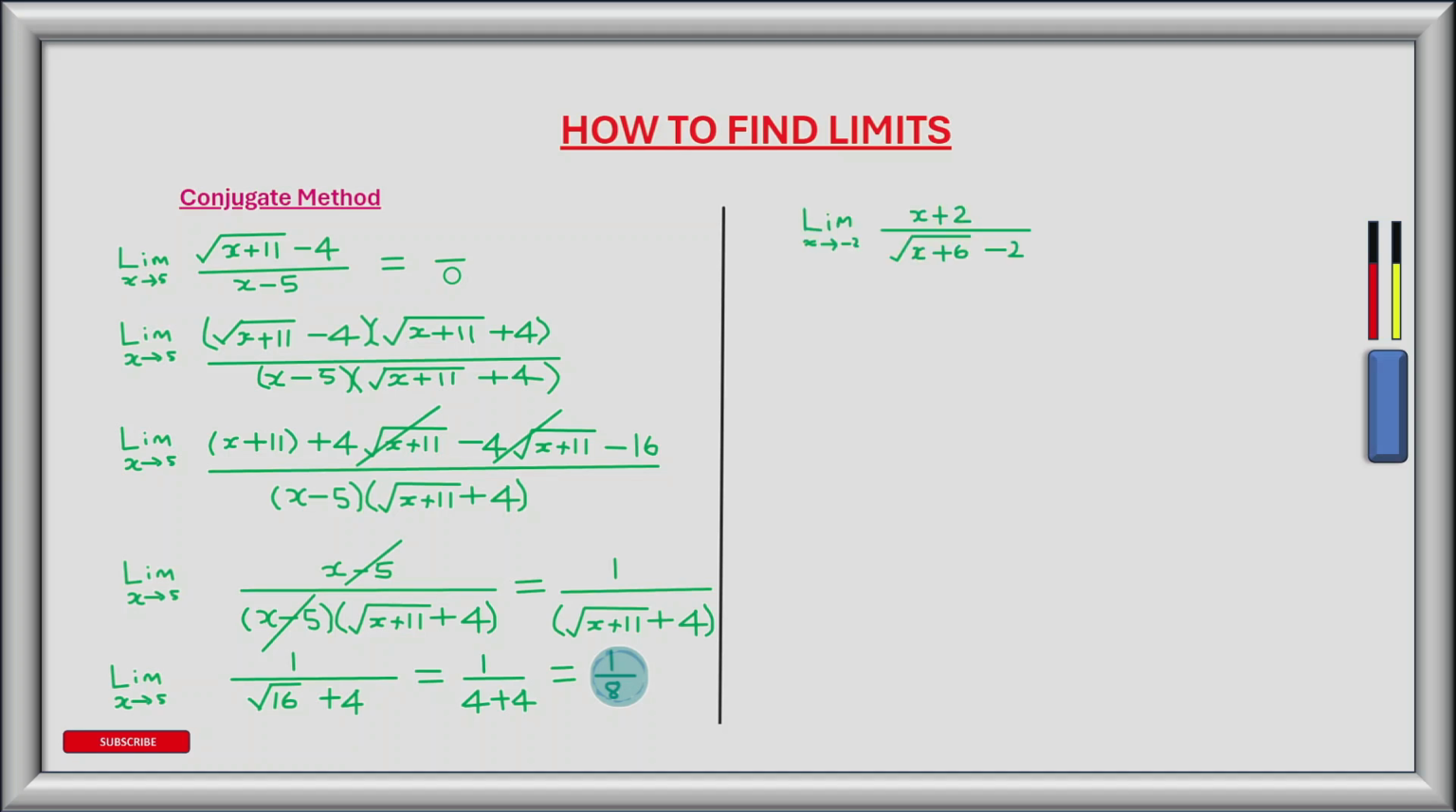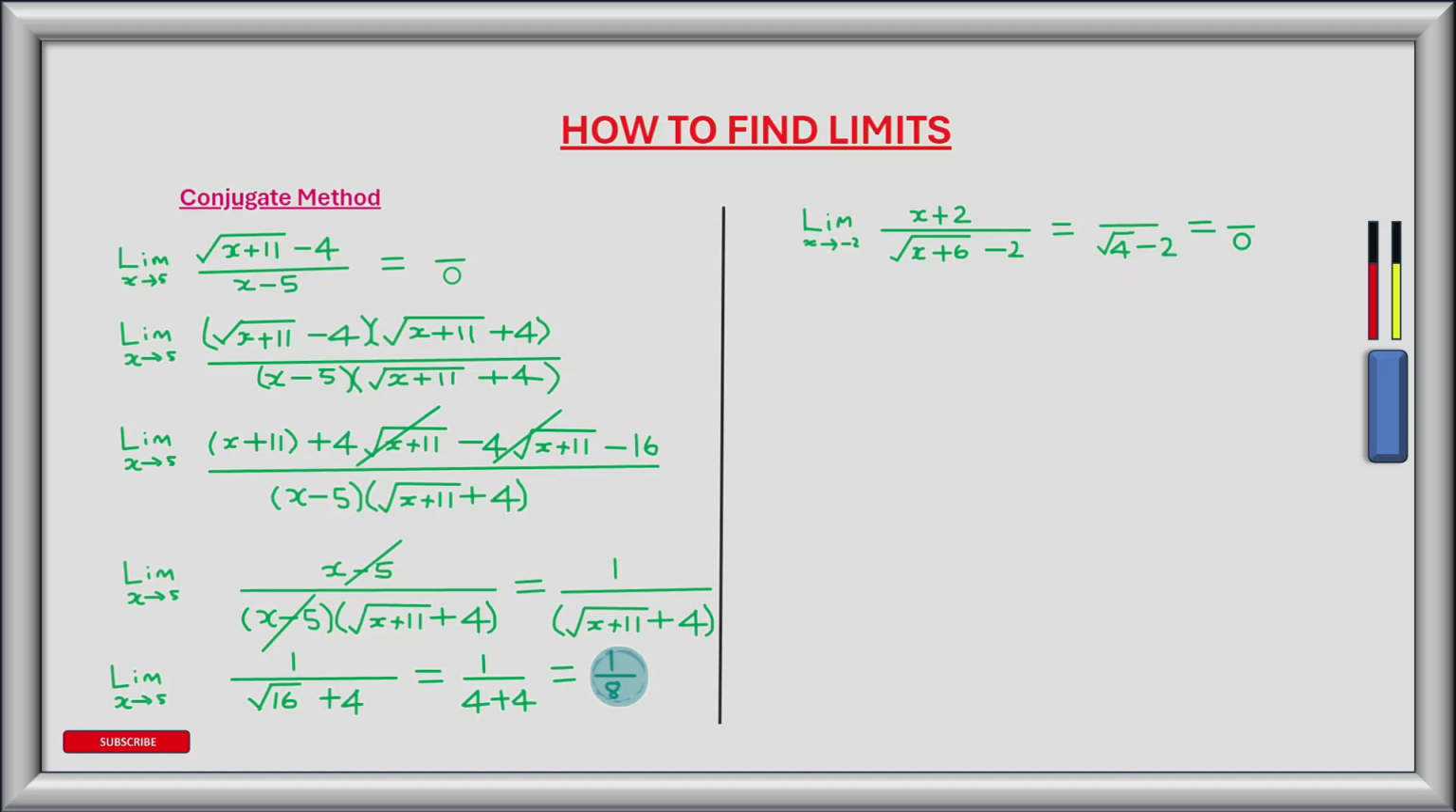Now let's look at another example of the conjugate method. So let's try and find the limit as x tends towards minus 2 of x plus 2 divided by the square root of x plus 6 minus 2. So once again, before we start, we can try the substitution method just to see if it works, as that's the easiest method to use.